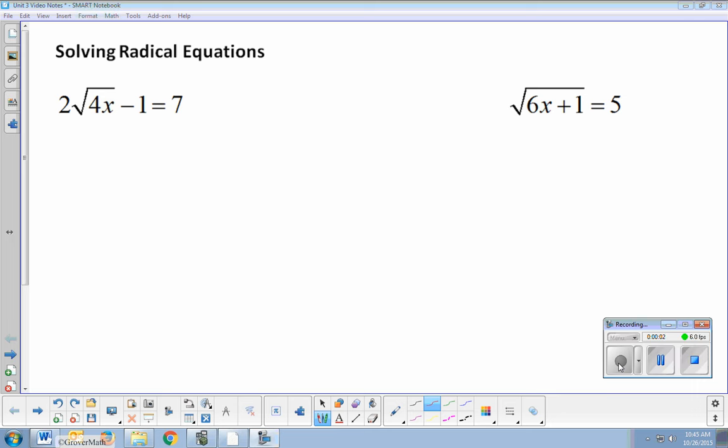Algebra 2, Common Core, solving radical equations. So you solve radical equations the same way you solve all other equations. You're always doing the opposite operation to remove terms away from your variables.